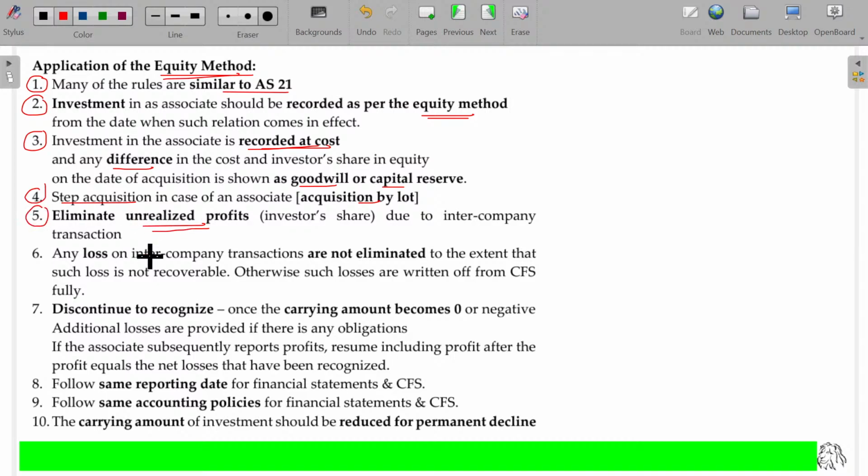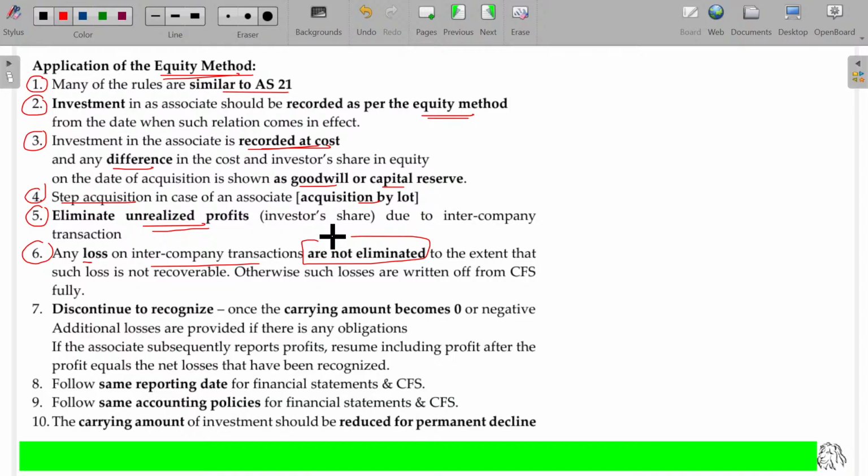Eliminate unrealized profit. If there is any unrealized profit, like unrealized profit on unsold stock or assets transferred by adding some profit, holding to subsidiary, subsidiary to holding, here holding to associate and associate to holding, in those cases that unrealized profit should be eliminated. And any loss on intercompany transaction is not eliminated. Only profit is removed, but loss you cannot remove. As per the conservatism concept, unrealized profit is removed, unrealized loss cannot be removed.